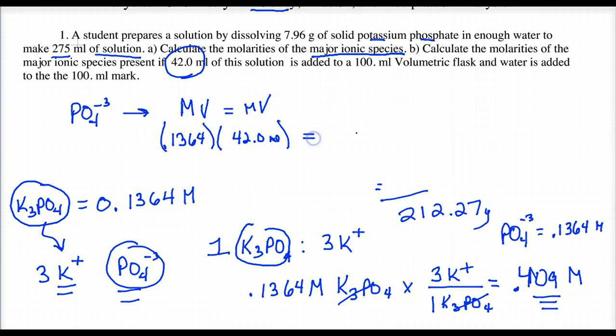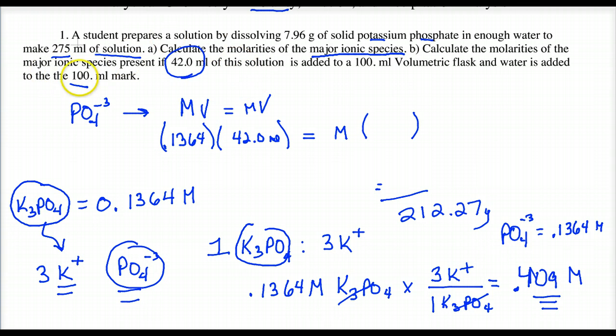Okay, and that's going to be equal to the new concentration. And then we're going to solve for M and the new volume. This is important, you get this part. We have 42 milliliters of it, and now we're going to add more till we get to the 100 milliliters mark. So if I have 42 milliliters, what's the new concentration of the new volume?